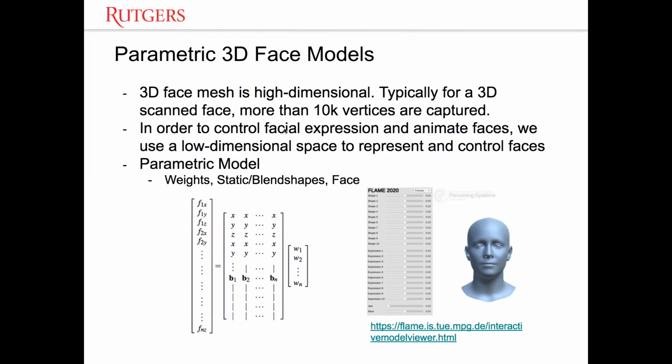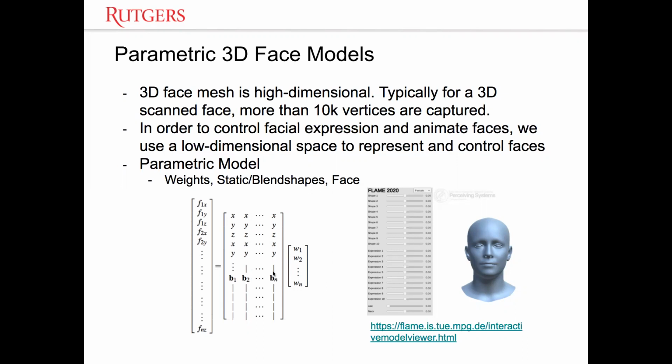In order to control the face expression and animate the faces, we prefer to use a low-dimensional control space. There is a linear mapping between the raw face vertices and our control space. In general, we call them the face vertices, or the raw vertices. We call the control space weights, and we call every column of this transformation matrix a blendshape.